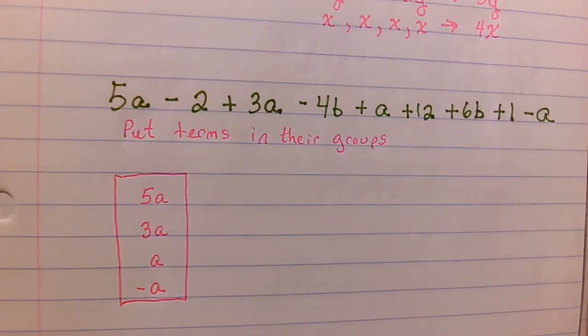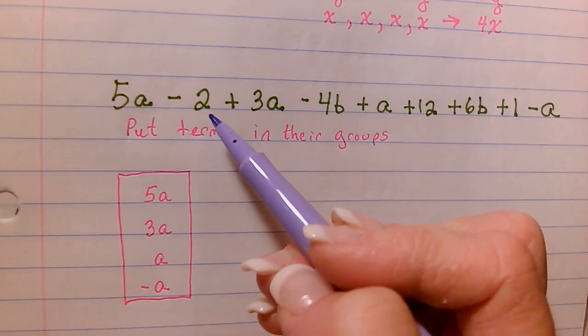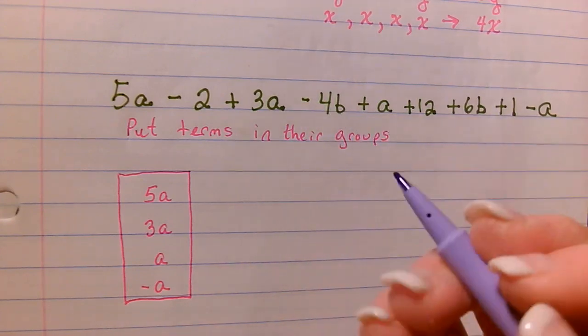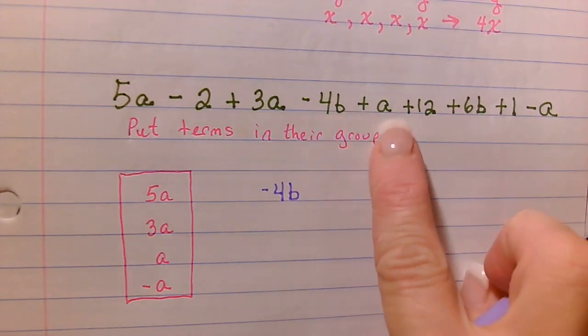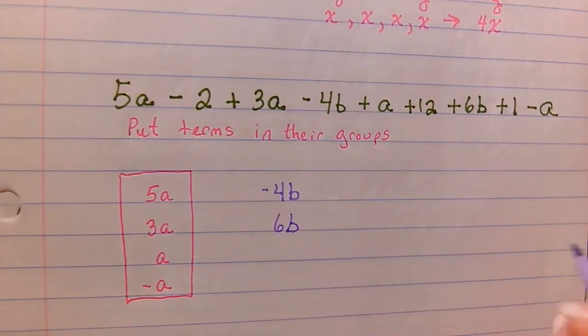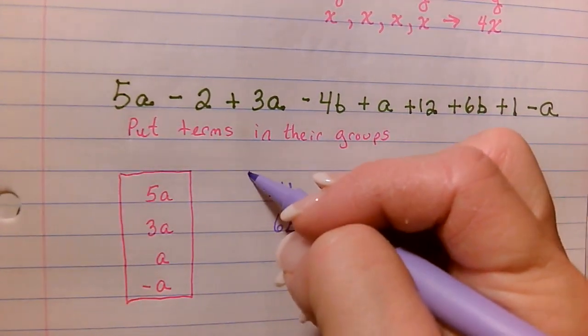Let's look at another one. You have, let's look through the variables. Oh, we have minus 4b, which means you have a negative 4b. Let's look through here some more. You have a positive 6b. And looks like that's all the b's. Okay.